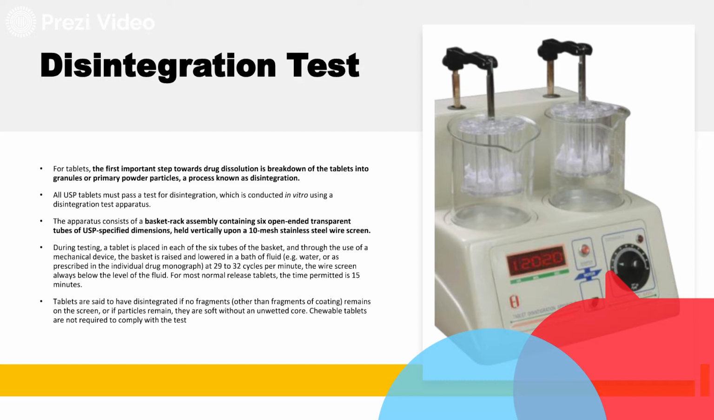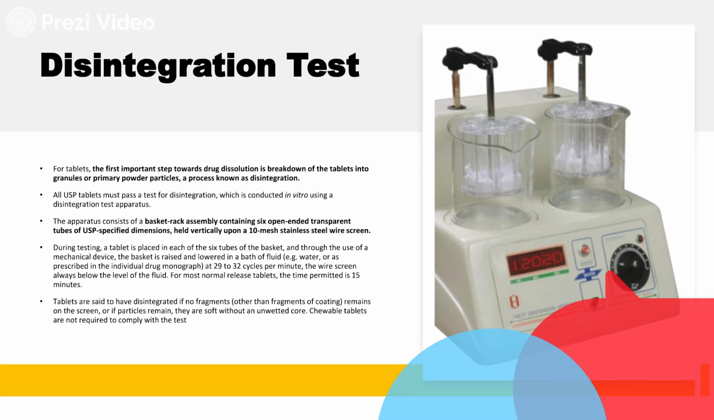Now a disintegration apparatus also contains a mesh, which is a 10 mesh stainless steel wire screen. Once tablets are added, they need to go inside the solution after crossing this mesh. So the mesh size, very important to note here, is mesh 10. During testing, a tablet is placed in each of the 6 tubes of the basket, and through the use of a mechanical device, the basket is raised up and down.